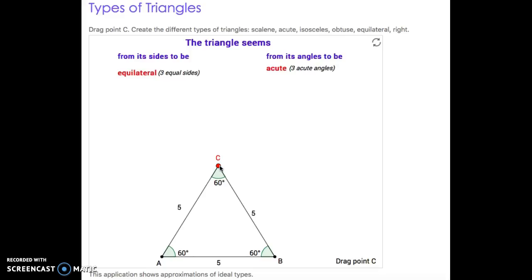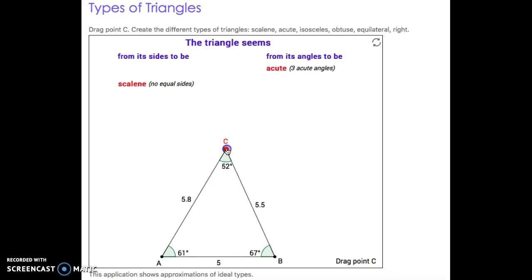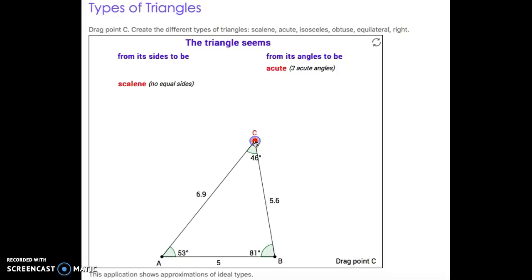Alright, so what we're going to do is we're going to move point C to see some other different types of triangles. So we've seen an equilateral, and now we'll do a scaling triangle. A scaling triangle is when none of the sides are equal. So as you can see, this side here, it's still equivalent to 5. This side here is equal to 5.6, and this side over here is 6.9, all different.